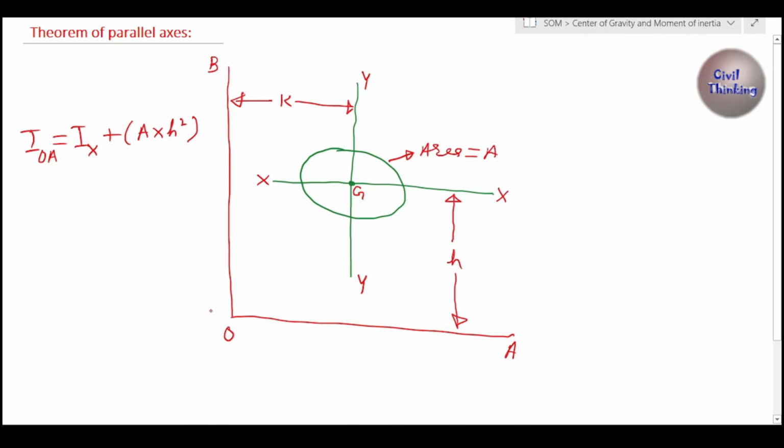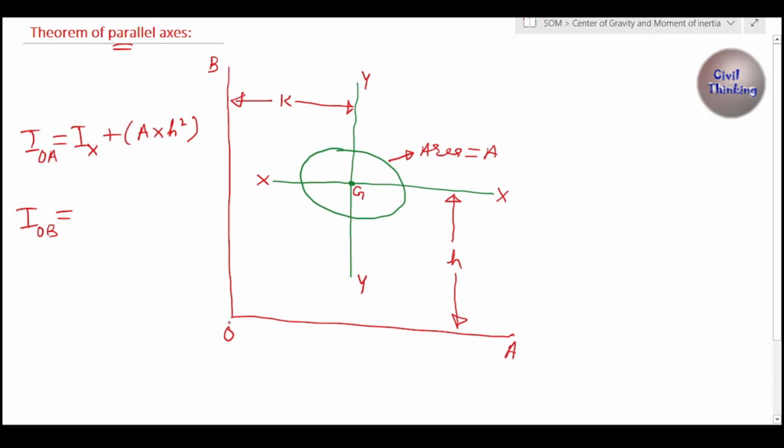I can also apply the theorem of parallel axes on OB: the moment of inertia about OB is equal to the moment of inertia about y. We will talk about parallel axes OB and the y-axis, because they are parallel. We will also talk about OA and the x-axis because they are parallel. We will not talk about OB and the x-axis, because they are not parallel. We will only talk about two parallel axes separated by a certain distance.